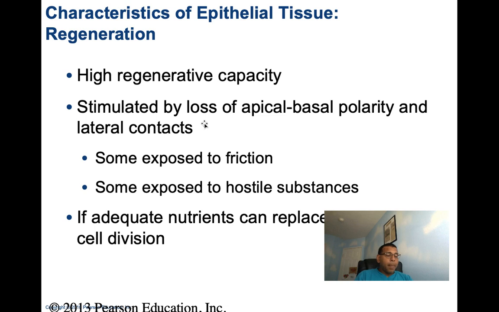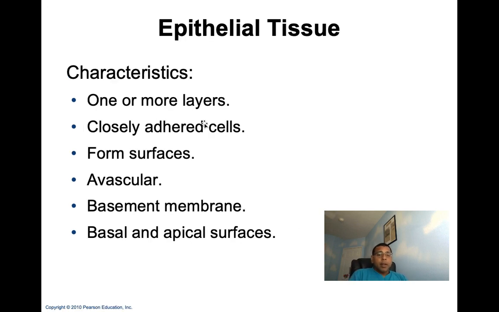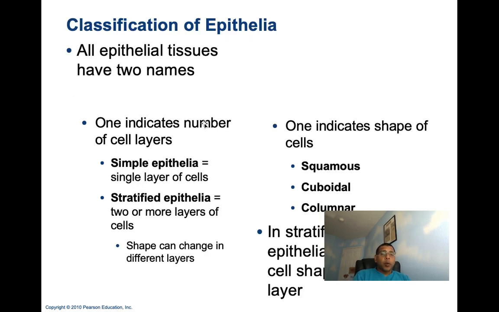Now, when we go through and talk about epithelial tissue, each epithelium is going to have two names. The first name indicates the number of cell layers, and the second name is going to describe the shape of its cells. So you'll see at least two names. First name describes the number of cell layers, and the second name indicates the shape of the cells.